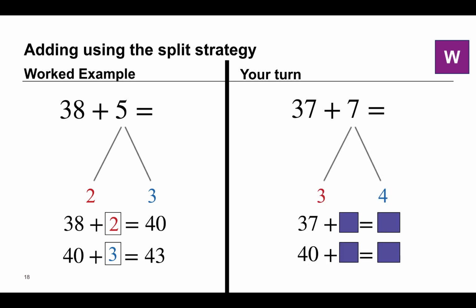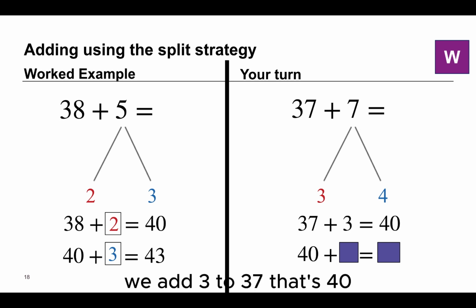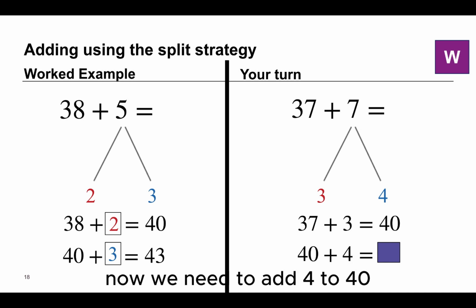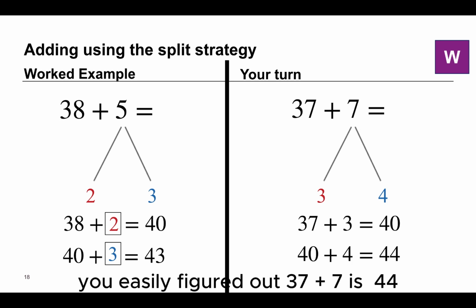Now you have a go, do 37 plus 7. First, we split 7 into 3 and 4. We add 3 to 37, that's 40. Now we need to add 4 to 40, that's 44. This way, you easily figured out 37 plus 7 is 44.